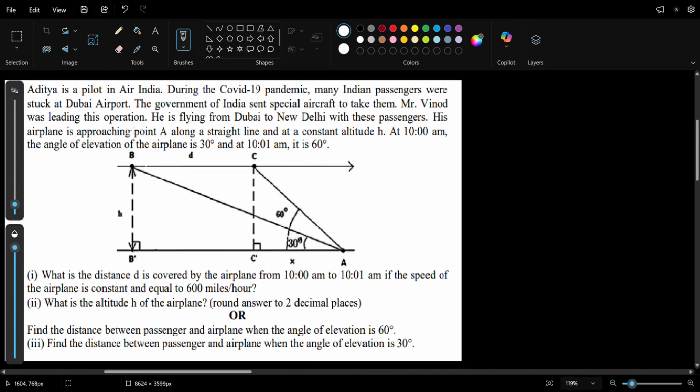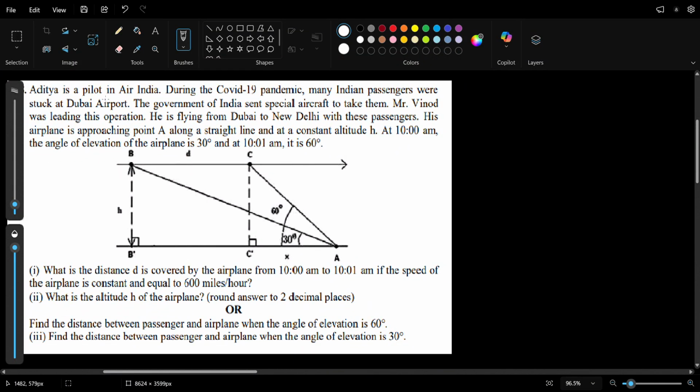So Aditya is a pilot in Air India. During the COVID-19 pandemic, I'm sure all of you are aware of it, many Indian passengers were stuck at Dubai airport. The government of India sent a special aircraft to take them. Mr. Vinod is the person leading the operation.